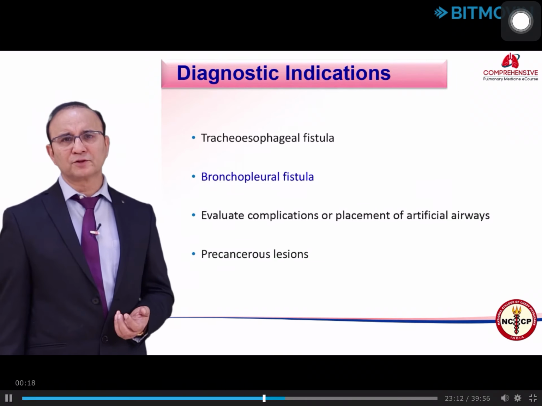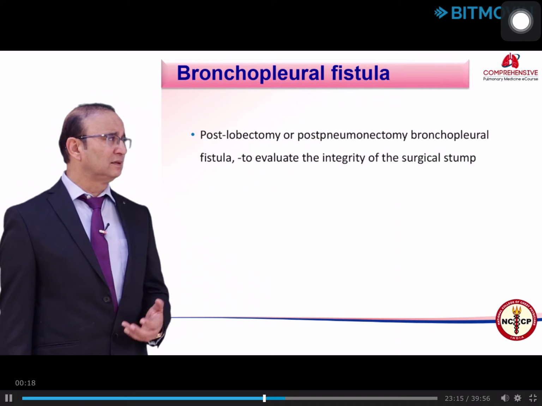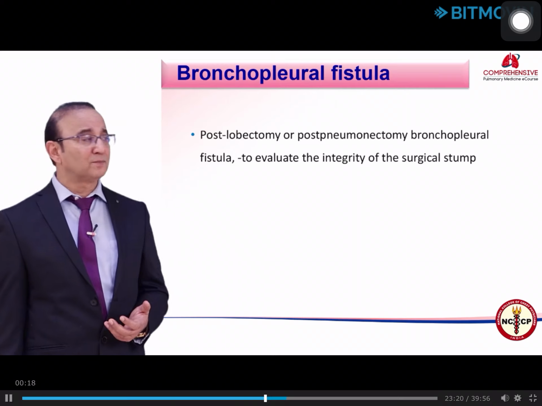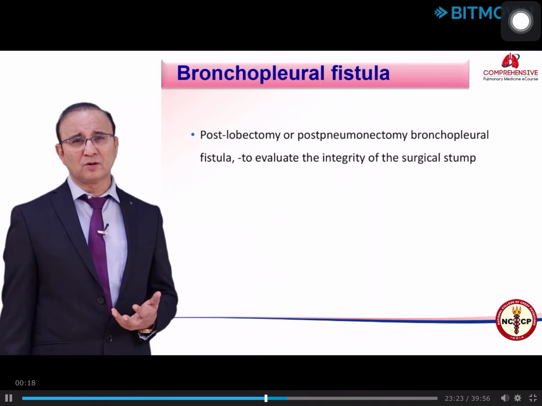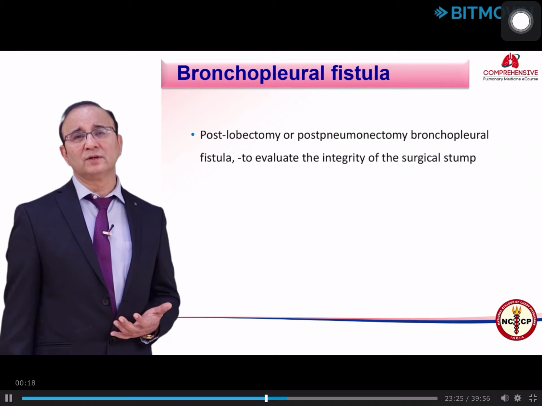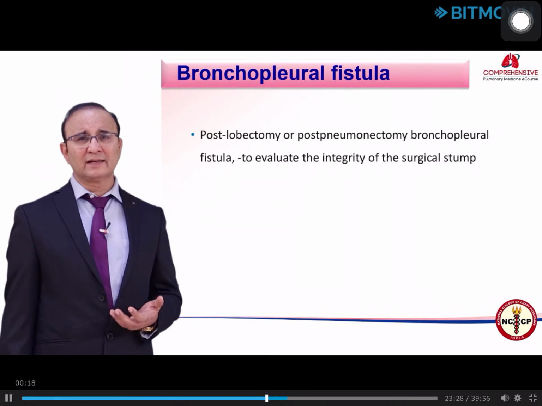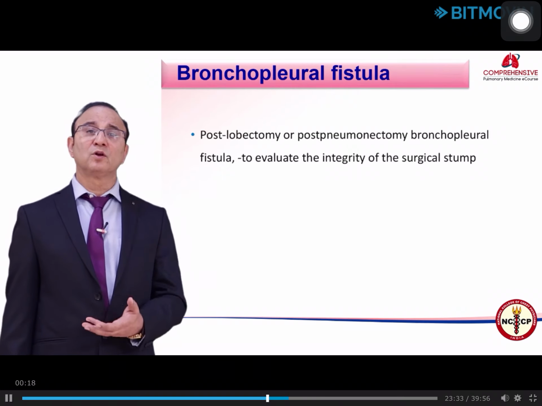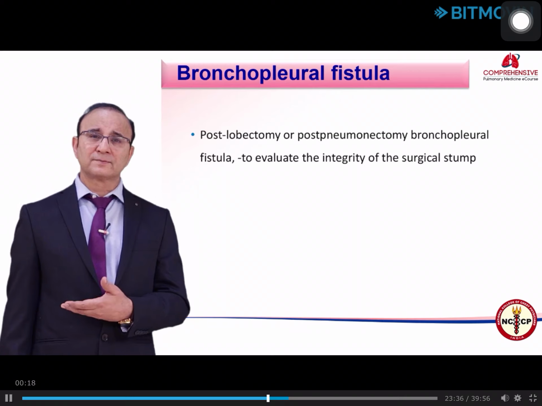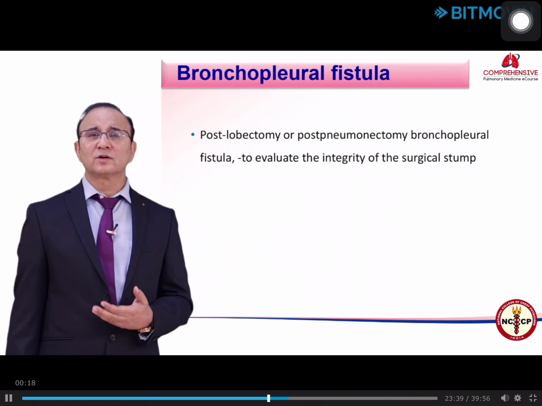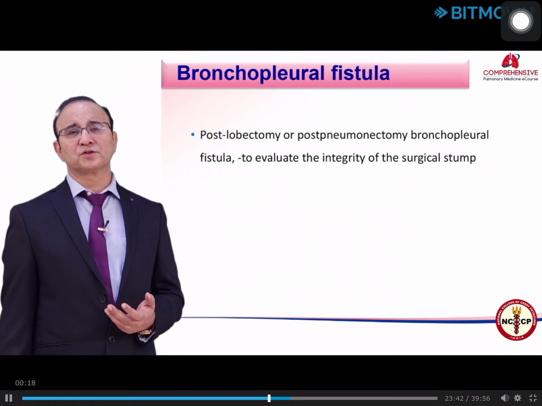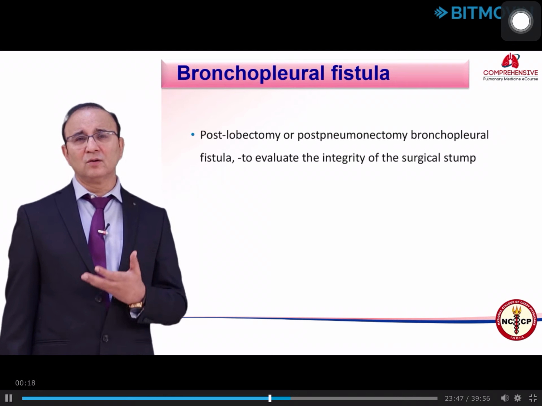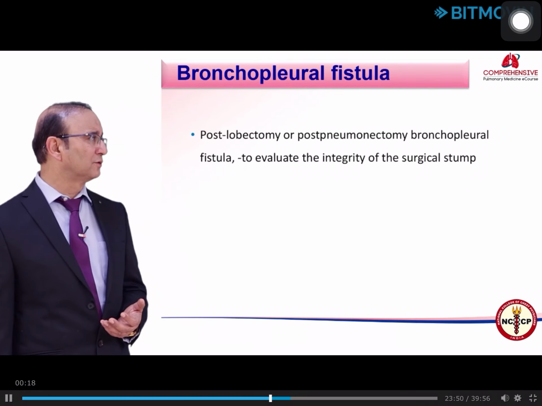Again, for bronchopleural fistula, bronchoscopy is very useful, particularly in post-lobectomy and post-pneumonectomy patients. They develop a bronchopleural fistula, and bronchoscopy may be used to evaluate the integrity of the surgical stump. And otherwise, if a person has a persistent fistula, you can block the various airways, various bronchi, and where you don't get a leak, you know that the bronchopleural fistula lies in this segment. And then you can do various procedures, gels or any other thing to close the bronchopleural fistula.